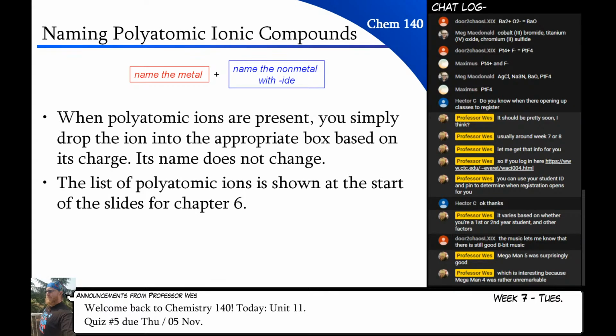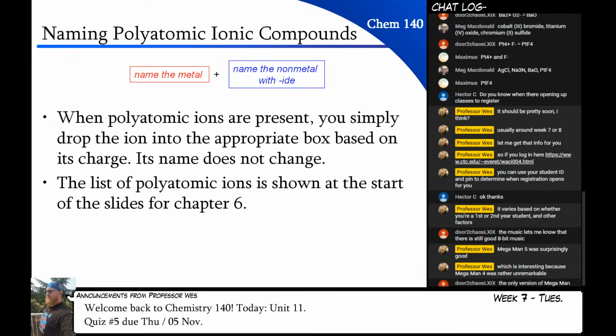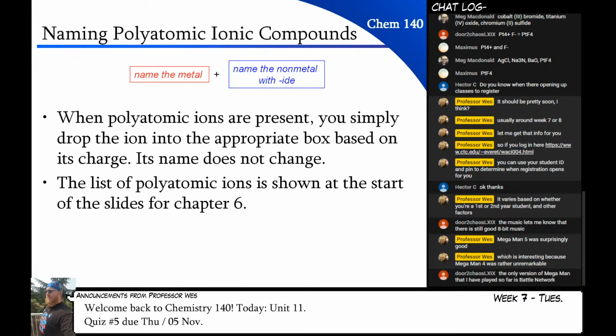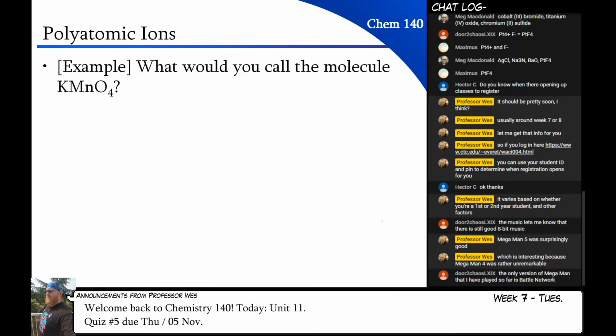Let's talk about polyatomic ionic compounds. Polyatomic ionic compounds are actually a lot easier to name because you already know their names. They're on that slide that I put in Unit 6. Should say Unit 6, not Chapter 6, but same thing. All you do is drop the name of the polyatomic ion into the box. You don't change it in any way. Even though many of the polyatomic ions don't end in "ide." In fact, almost none of them end in "ide." You're just going to drop its name right in there and not change it at all. Okay? So let's do some examples of this.